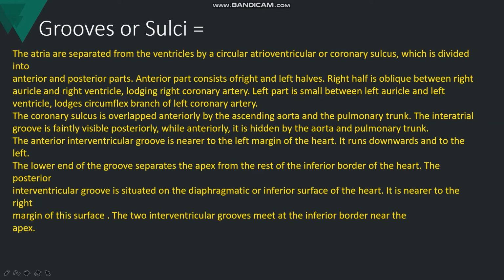The interatrial groove is faintly visible posteriorly, while anteriorly it is hidden by the aorta and the pulmonary trunk. The anterior interventricular groove is nearer to the left margin of the heart. It runs downwards and to the left. The lower end of the groove separates the apex from the rest of the inferior border of the heart. The posterior interventricular groove is situated on the diaphragmatic or inferior surface of the heart. It is near to the right margin of the surface. The two interventricular grooves meet at the inferior border near the apex.